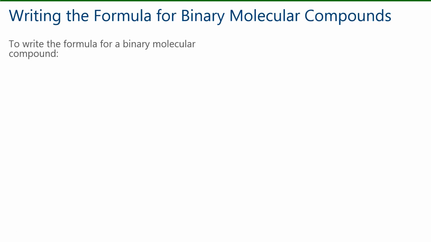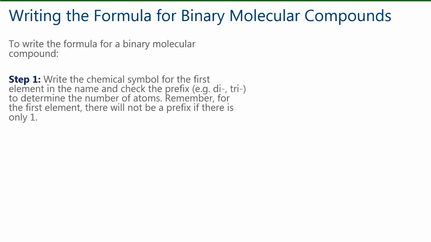To write the formula for a binary molecular compound, your first step is to write the chemical symbol for the first element in the name and check the prefix, like di, tri, to determine the number of atoms. Remember, for the first element, there will not be a prefix if there is only one.